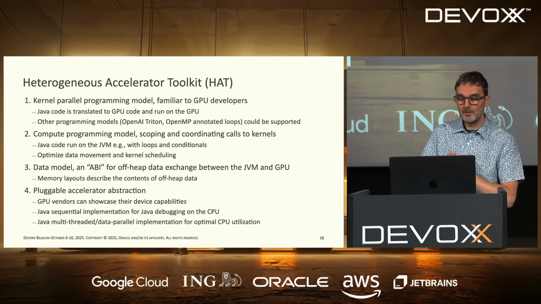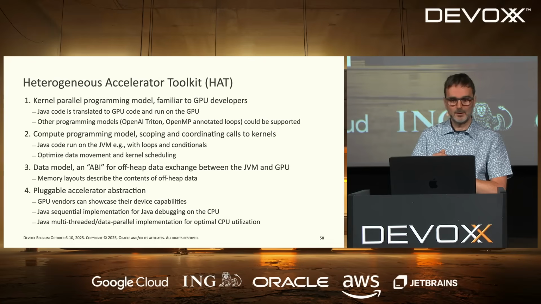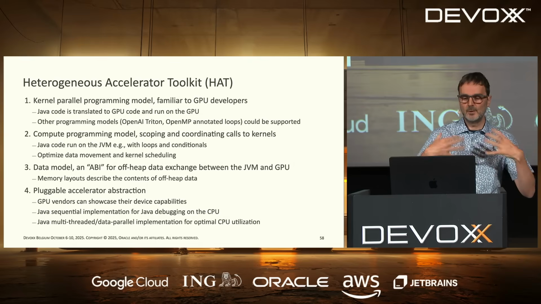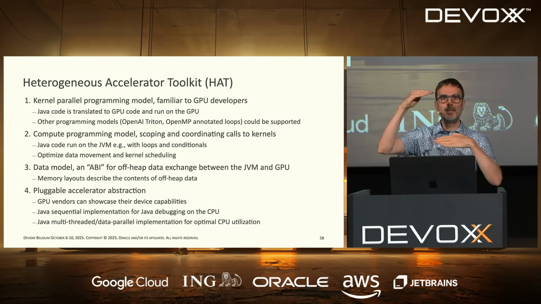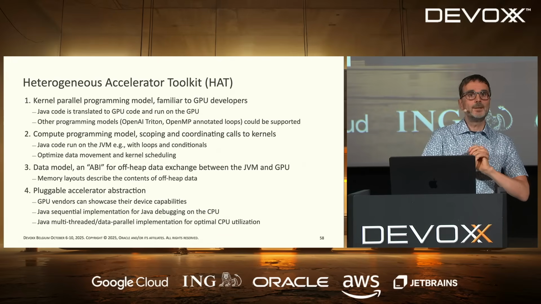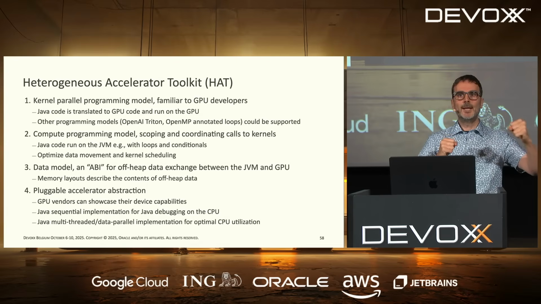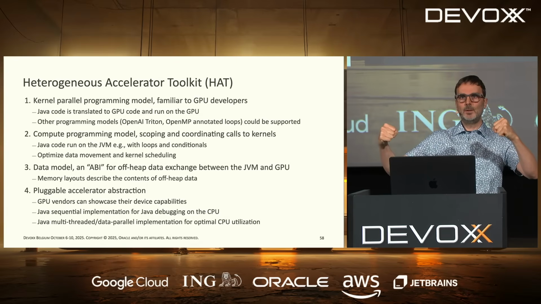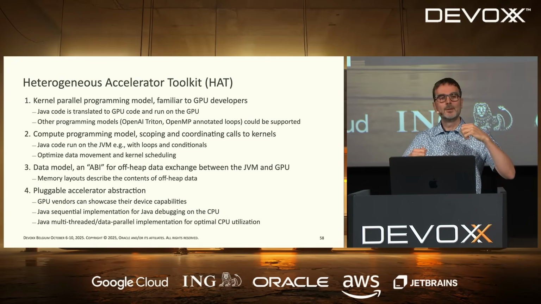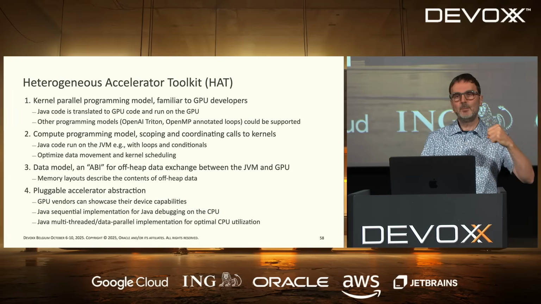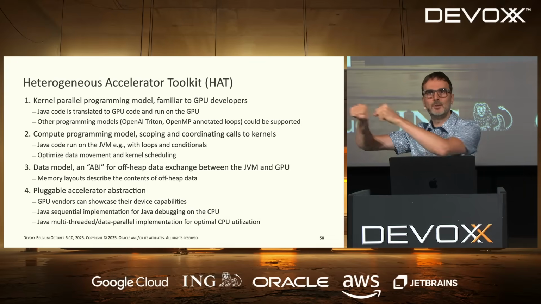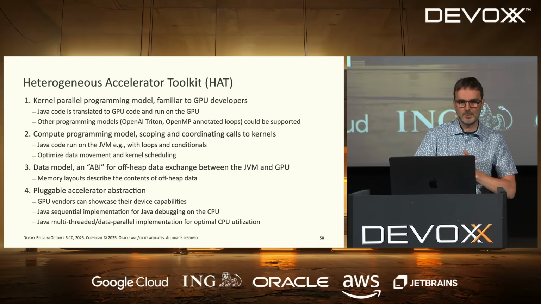Two, a compute programming model that scopes and coordinates the calls to kernels. So the code is run on a JVM. You can write natural-looking Java code with loops and conditionals. And this is where we can see into it and optimize the data movement and kernel scheduling. Three, it provides a data model that describes the data layouts between the JVM and the GPU, so they both know about it, and it's a very clear contract, and it's all off heap. So if you're allocating on the CPU, it's off heap, a stable pointer. You can pass that pointer to the GPU or copy it into GPU memory, depending on the GPU architectures.